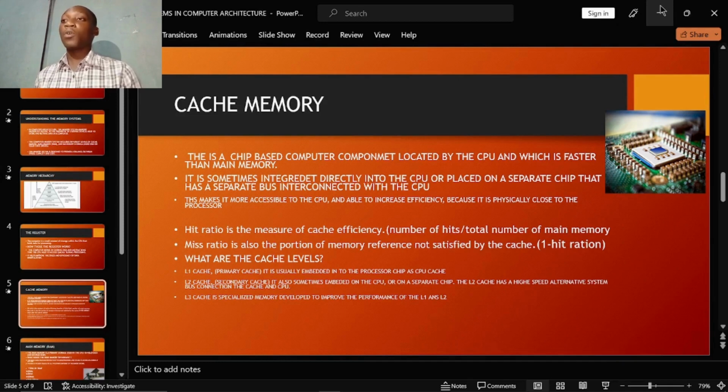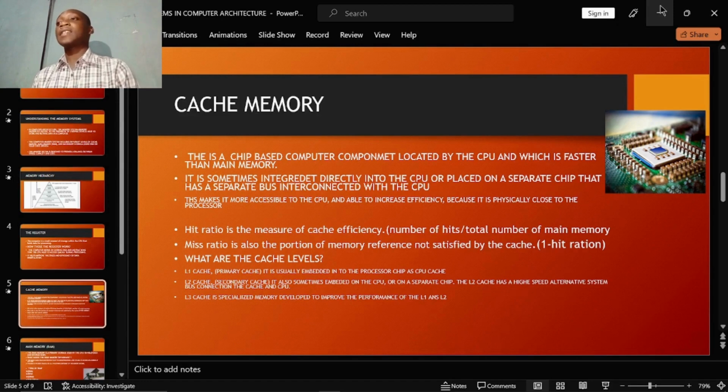Although the cache needs data to be able to perform its function, there may be times where it is lacking this information. Hence, it won't be able to provide the needed data to the CPU. So to be able to calculate this miss, we use the miss ratio. It is explained as the portion of memory references not satisfied by the cache. And it's also given as 1 minus the hit ratio, which is the number of hits divided by the total number of main memory references.